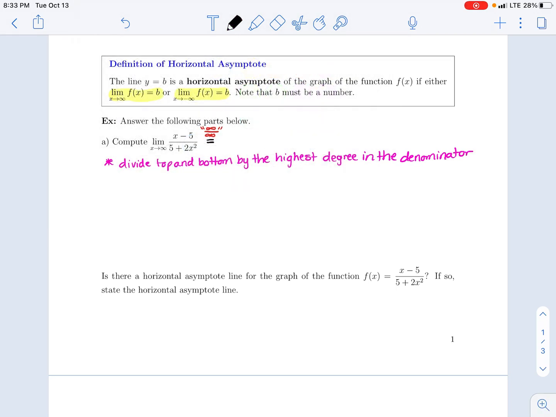Okay, so let's do that. The highest degree in the denominator here is 2. So I'm not necessarily going to divide by 2, I'm going to divide by x squared. Here I might say instead, divide top and bottom by the term with the highest degree in the denominator.